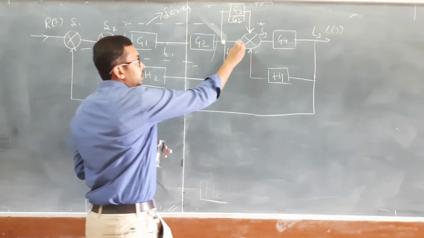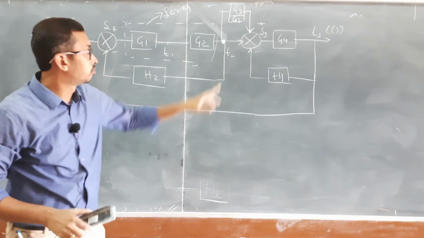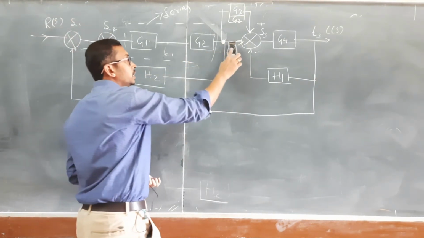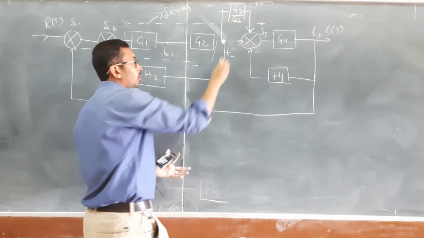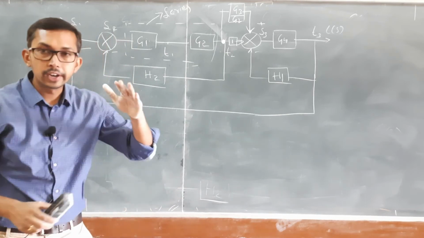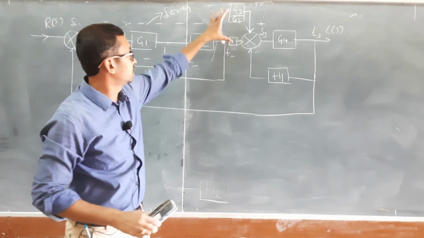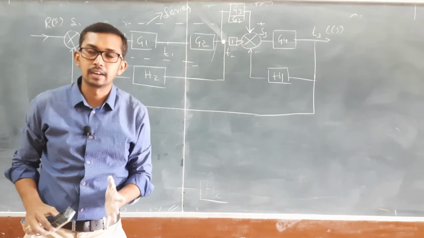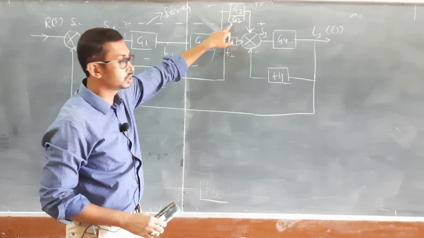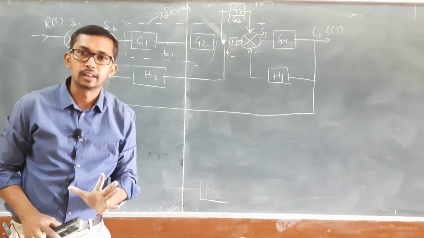But these two branches are in parallel. If no blocks are there over here, what do we have to do? We need to consider a block of 1. If only a branch is there and no blocks, these two now become parallel. Okay, pay attention to this one. So here G3 by G2 and this block 1 are now in parallel.